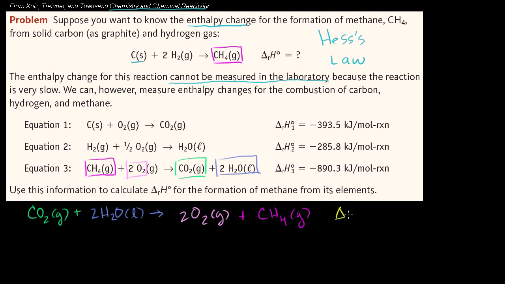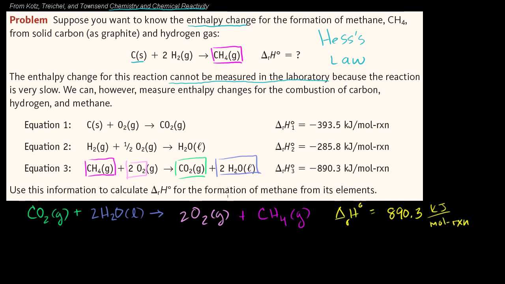So the delta H of this reaction right here is going to be the reverse of this. So it's positive 890.3 kilojoules per mole of the reaction. All I did is I reversed the order of this reaction right there.